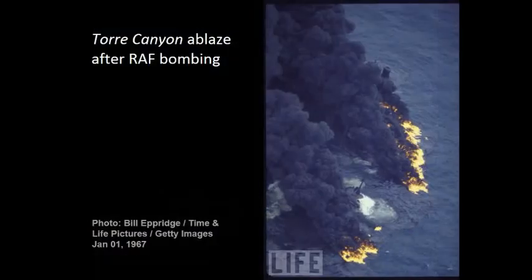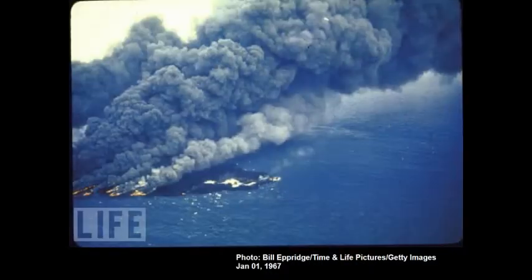The RAF, to basically burn up the oil, bombed it and deliberately set it alight. And so this is 1967. The newspapers laughed at the RAF because they said the RAF had gotten so bad they actually missed the ship in their first attempt. You know, this ship sitting there stuck on a rock, and they missed it. So they had to bomb it a second time, set it alight, and yeah, just massive clouds of smoke rising up.